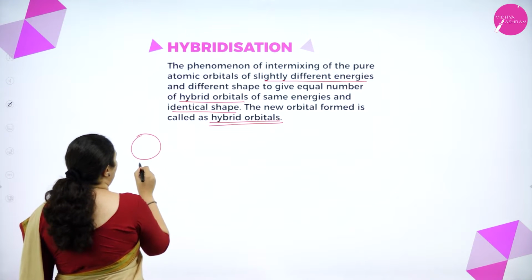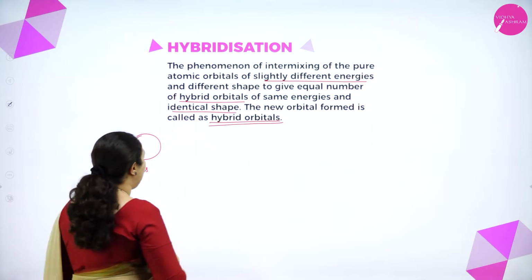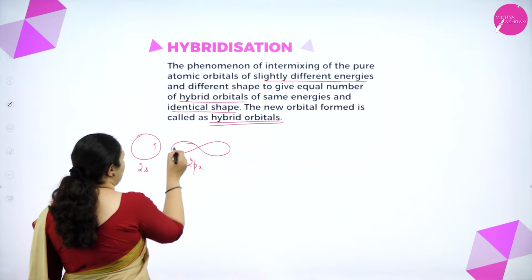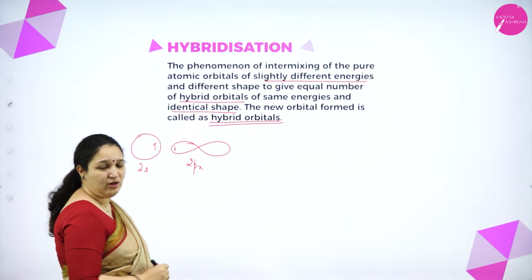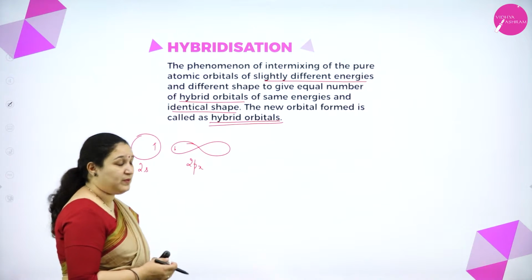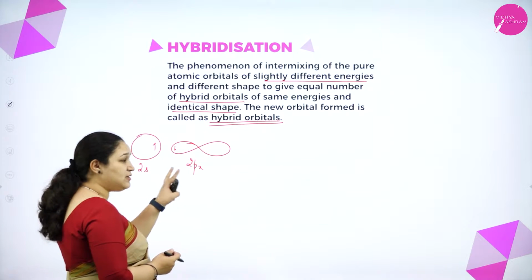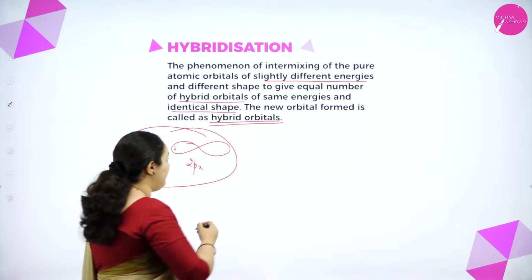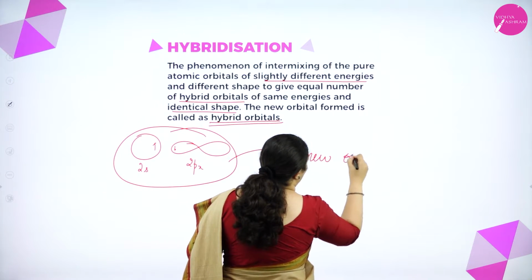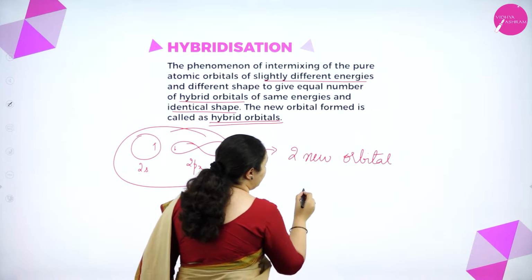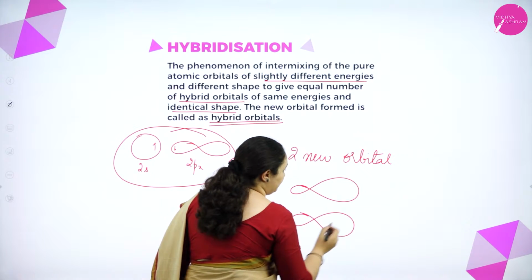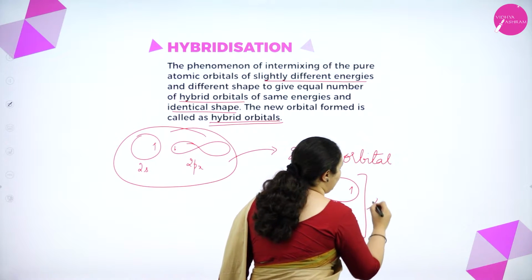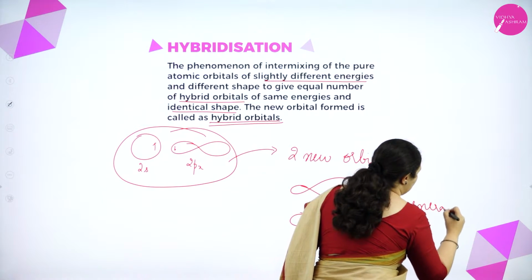For example, I have a 2s orbital and I have a 2px orbital. Each contains an unpaired electron, one electron each. Now the s orbital has a spherical shape, the p orbital has a dumbbell shape, and the energy also is different, isn't it? But these two orbitals will mix with one another to give rise to two new orbitals of the same shape. Each one contains one electron each, because here also there was one electron each, and both these orbitals have the same energy as well.